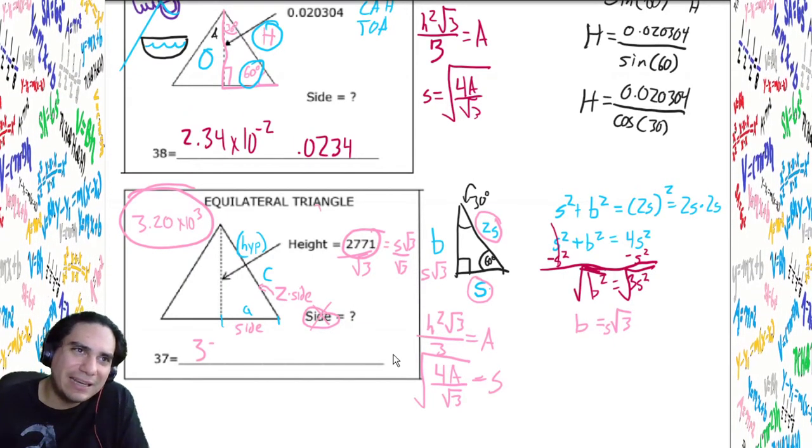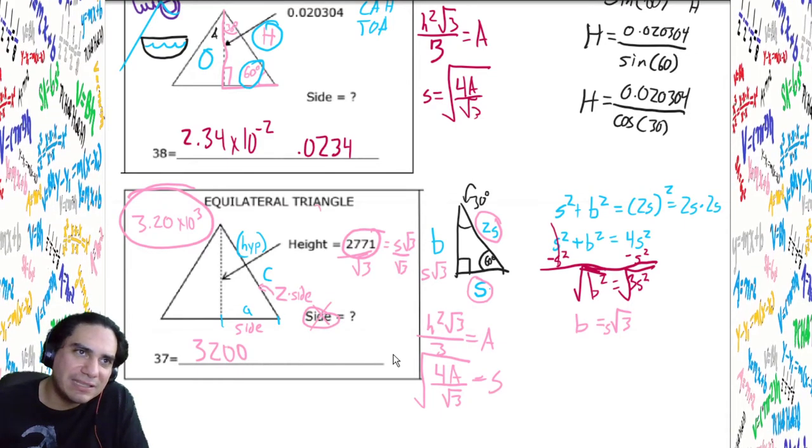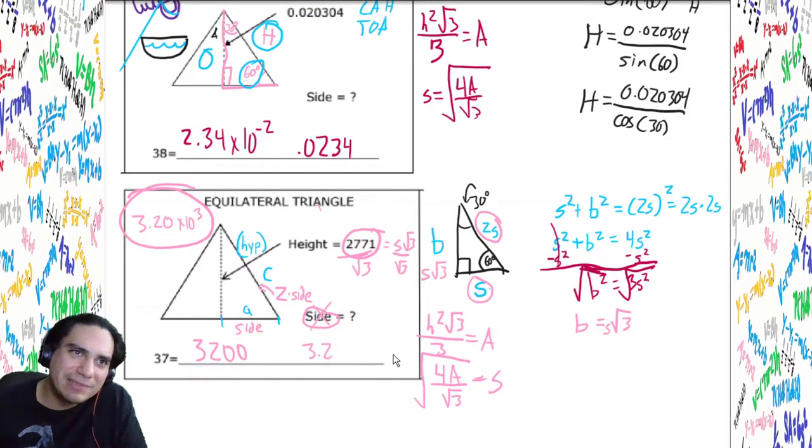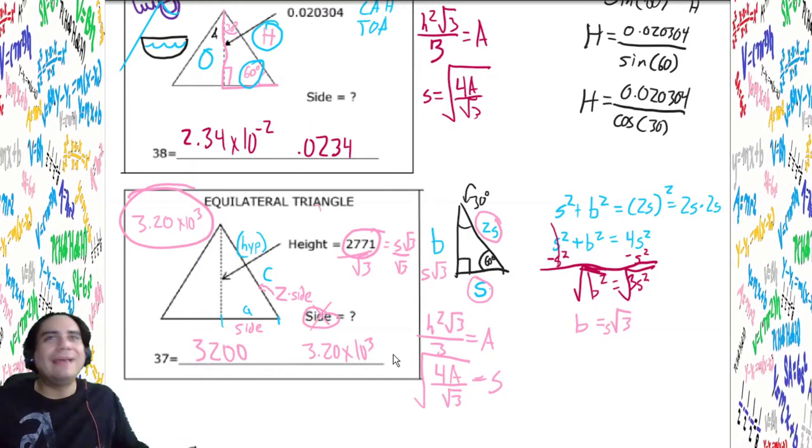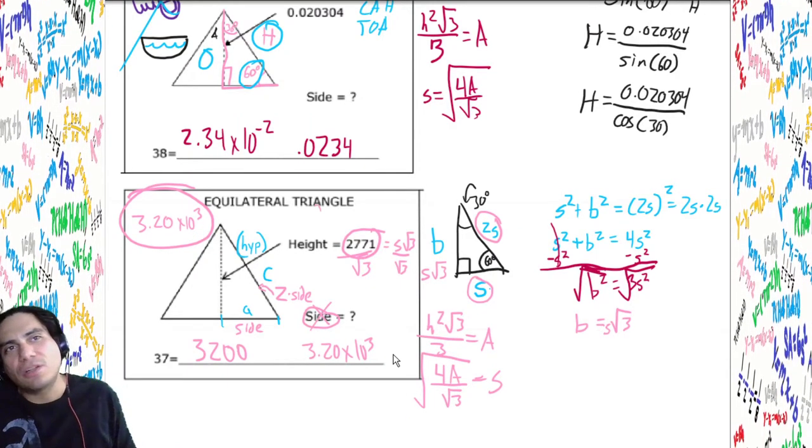Mr. Delgado, he's getting a little messed up here, man. He's messing his little problems up. But it's 3.20 times 10 to the 3rd, the same thing that I got using my 30-60-90 special case, okay?